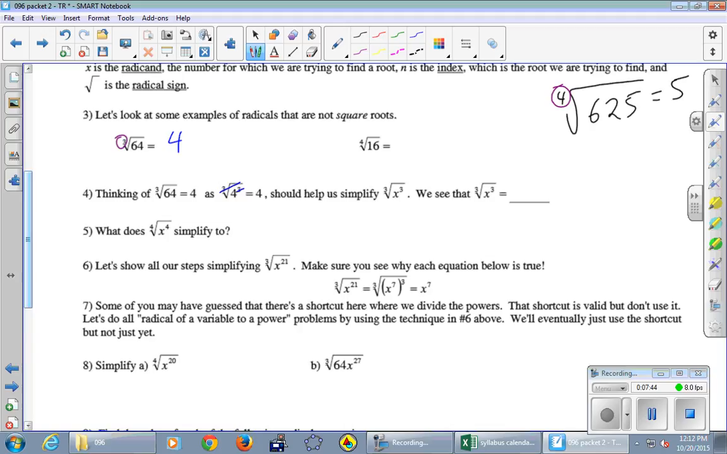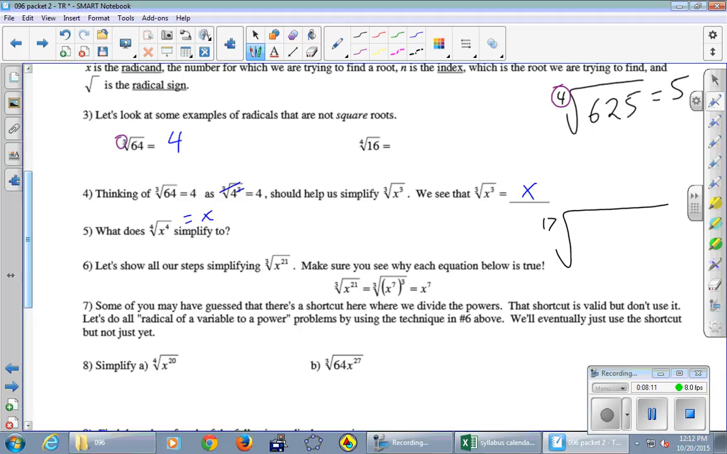And so same idea over here. If you see the cube root of x cubed, the cube root and cubing are opposites of each other. And so what's the answer when we simplify that thing? It's just x, okay? And so this is something that we're going to take advantage of, like in number 5, 4th root of x to the 4th. What does that equal to? It's x. And we can give you crazy complicated things, but if you understand this principle, then your life will be good.